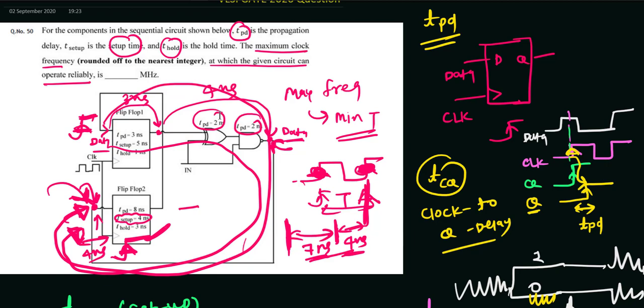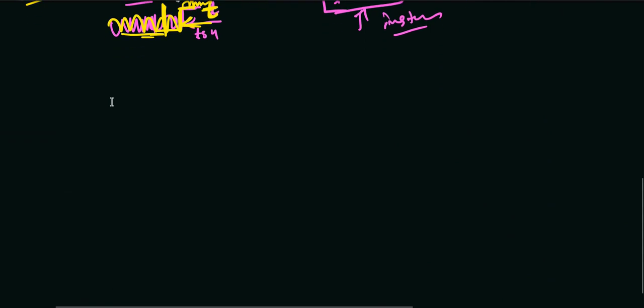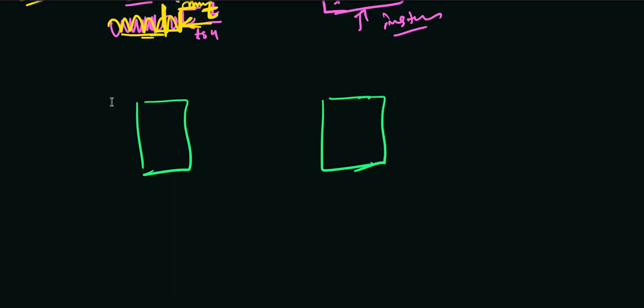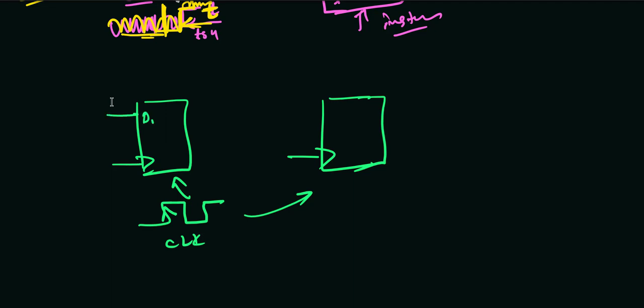Okay, so let me make a diagram for you just for understanding what I'm saying. We have 2 D flip-flops. The same clock is given to both of the flip-flops. Now at the first clock edge data is sampled from this first flip-flop. Let's say this is D1, this is D2, and they are connected. Now we want to find at least what time later we can have the second clock edge. That means what is the minimum time period we can have.